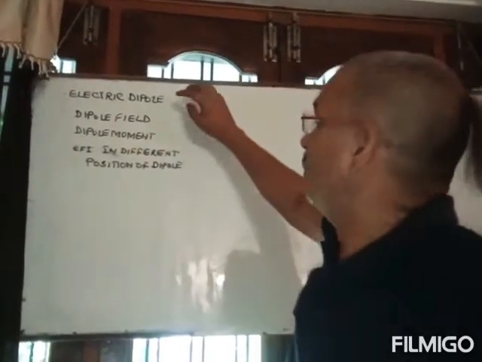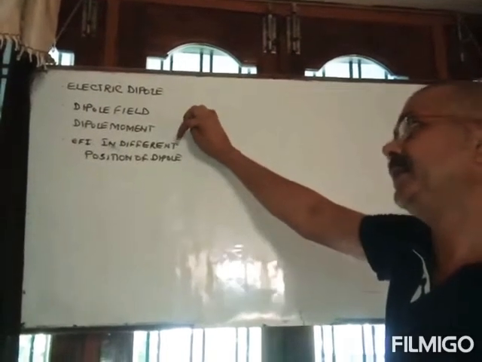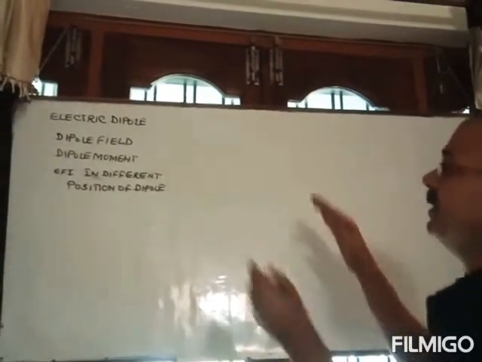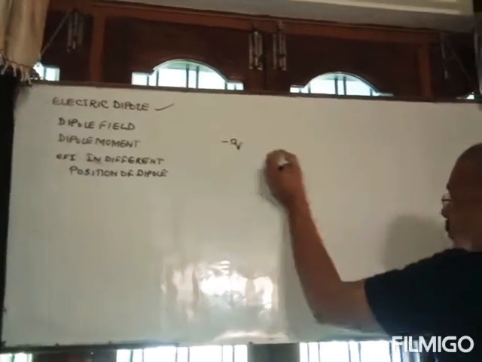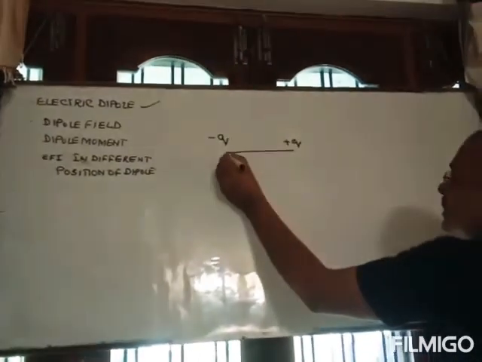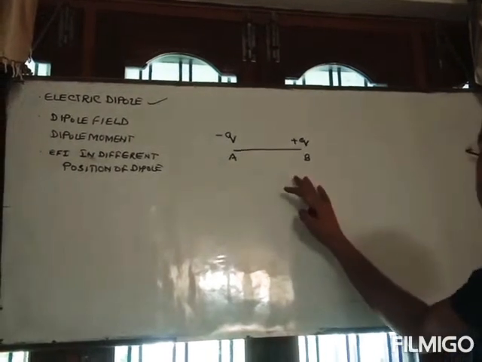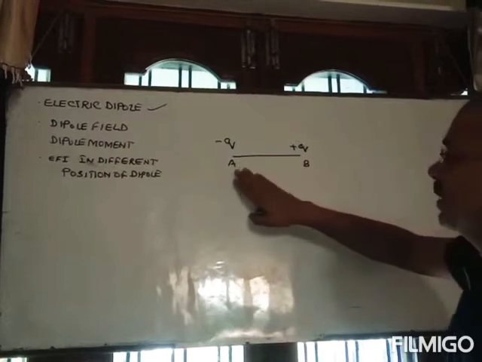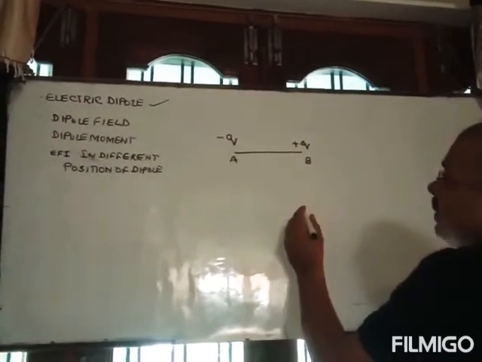Today we will discuss electric dipole, dipole field, dipole moment, and electric field intensity in different positions of a dipole. So let's see first what an electric dipole is. If any two equal and opposite charges are separated by a certain distance from each other, then this arrangement is called an electric dipole. Then dipole moment.